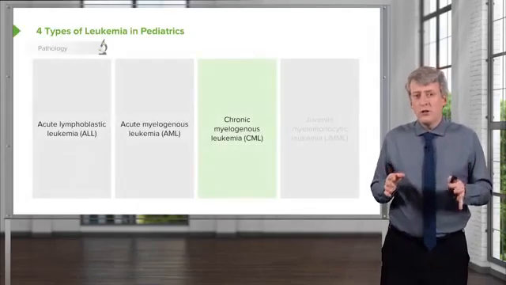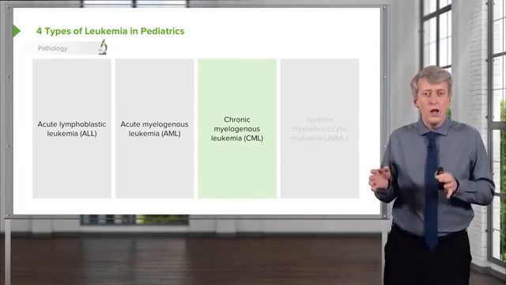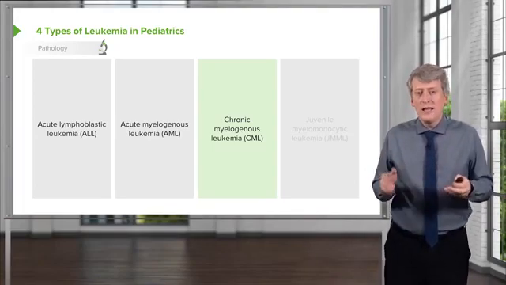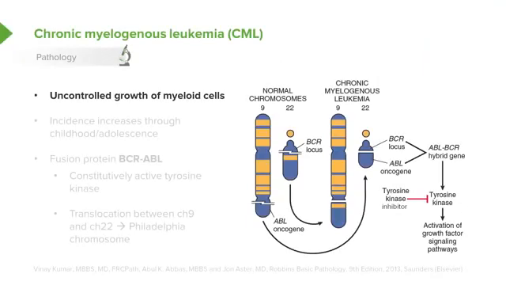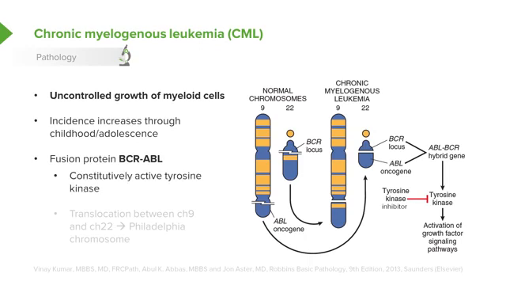Now we would switch gears to chronic disease, and this is chronic myelogenous leukemia, which is less common in kids. This is an uncontrolled growth of myeloid cells, and the incidence increases through childhood and adolescence. Often these patients have a fusion protein, the BCR-ABL gene. This constitutively activates tyrosine kinase. The mutation in this translocation between chromosome 9 and chromosome 22 causes a continuously on activation of tyrosine kinase.